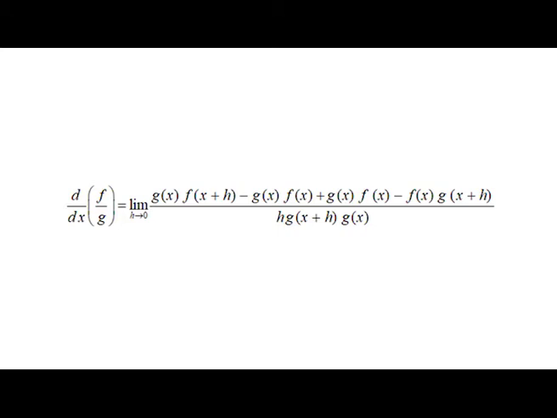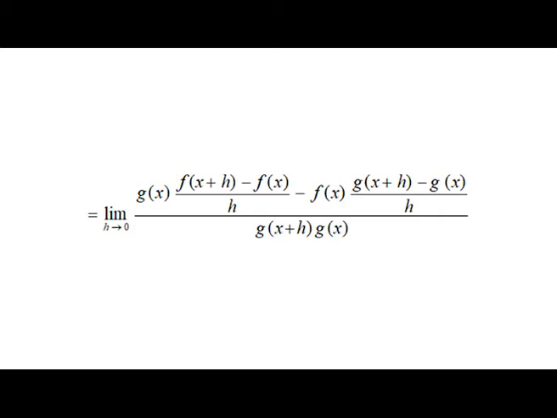Then we will get d/dx of f/g equal to the limit of [g(x)f(x+h) minus g(x)f(x) plus g(x)f(x) minus f(x)g(x+h)] upon [h g(x+h) g(x)] as h approaches 0, which is equal to [g(x)(f(x+h) minus f(x))/h minus f(x)(g(x+h) minus g(x))/h] upon [g(x+h) g(x)] as h approaches 0. Now, taking the limit in the numerator and denominator gives the quotient rule.